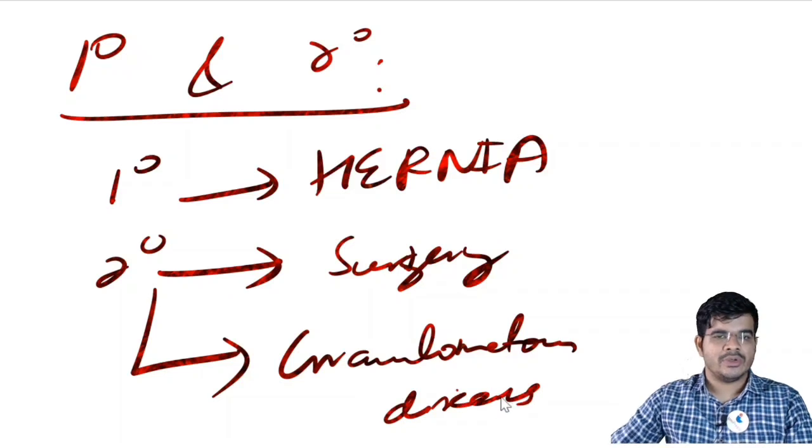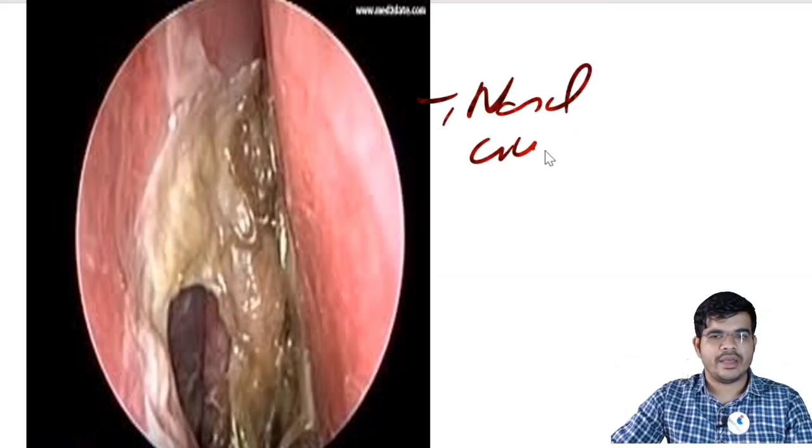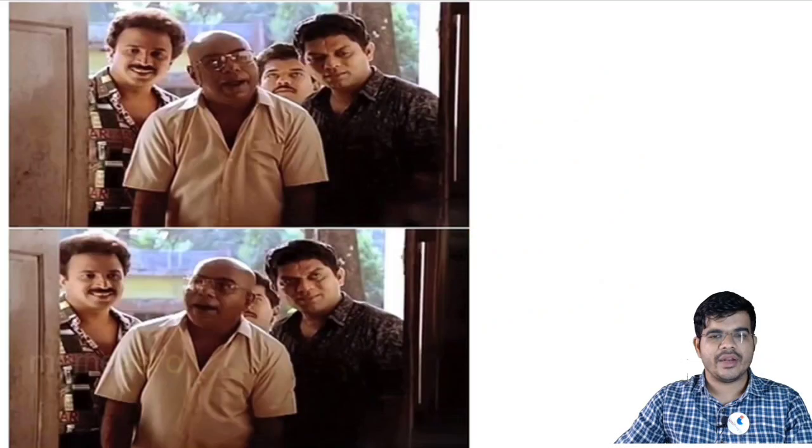So how will it present? The patient will be having a lot of nasal crusting and nasal obstruction. Okay, nasal obstruction, but in spite of all that, it will be a roomy nasal cavity within. Okay, roomy nasal cavity within.